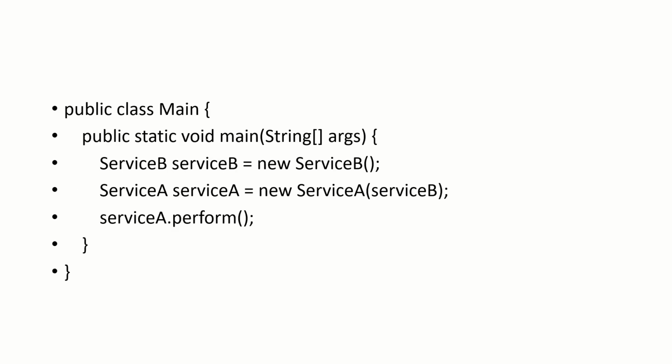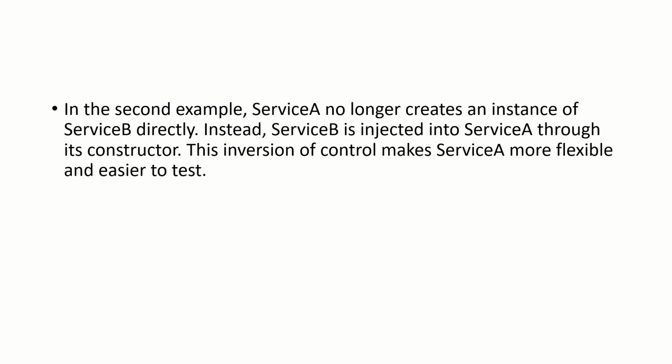Now let me tell you that in the second example, service A no longer creates the instance of service B directly. Instead, service B is injected into service A through its constructor. This inversion of control makes service A more flexible and easier to test. Okay, so this was about inversion of control.